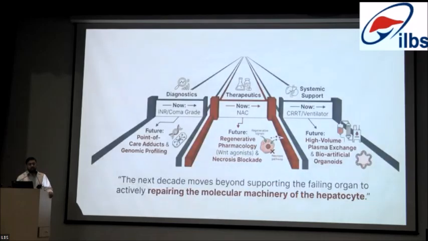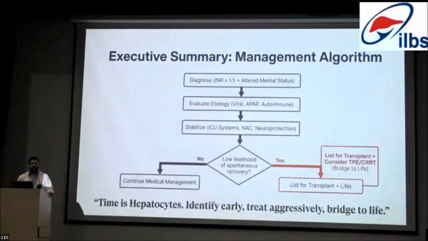So the future can be bedside testing in ALF. Then it can be pharmacotherapy: WNT agonists, necrosis blockage. Until then, we have all these therapies. Transplant remains the mainstay of treatment. We have to diagnose and offer transplant. If there is no transplant, then definitely medical therapies, CRRT, and plasma exchange need to be continued.